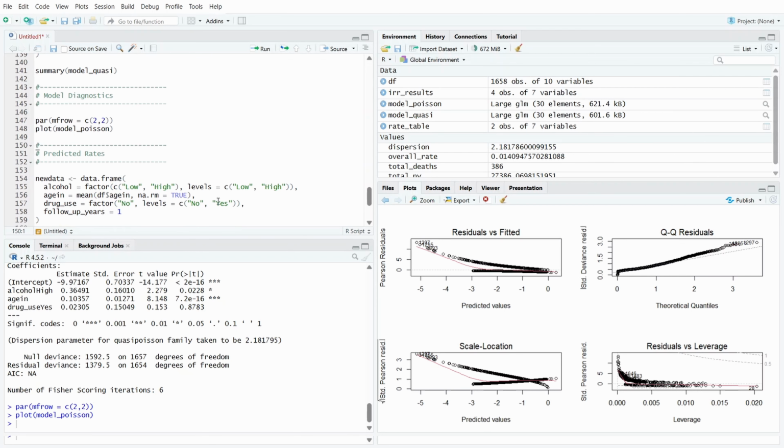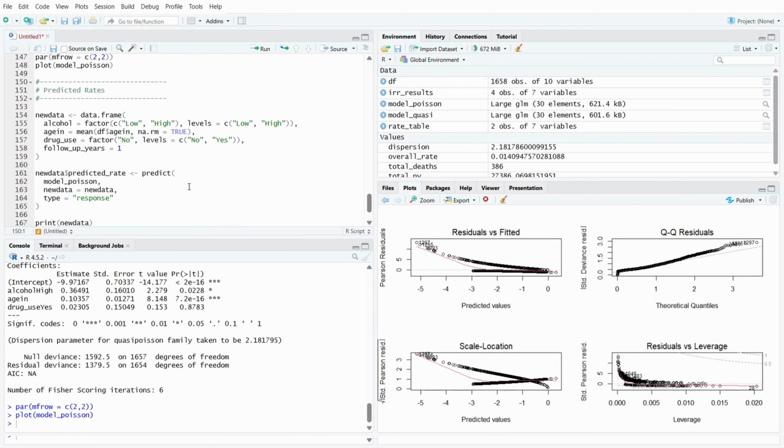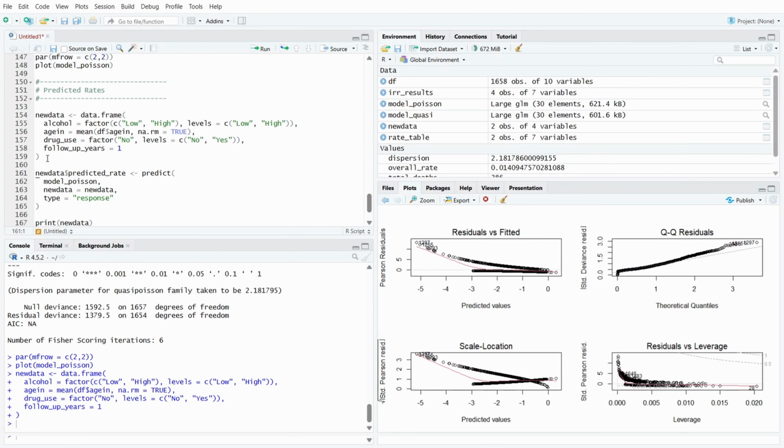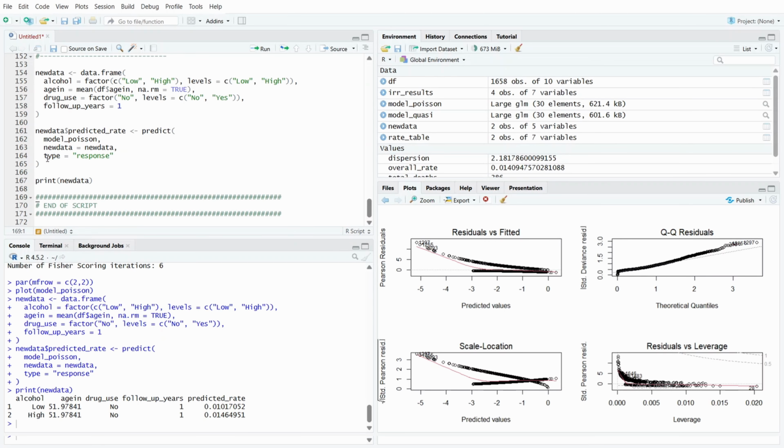Finally, we calculate predicted mortality rates for typical individuals. For example, we compare someone in the low versus high alcohol group, holding other variables constant. This translates statistical results into something more tangible and actionable. Now we're looking at predicted death rates from the model, which helps translate all those coefficients into something more concrete.